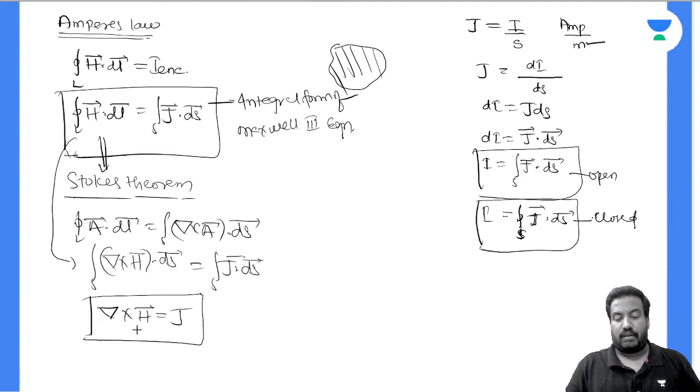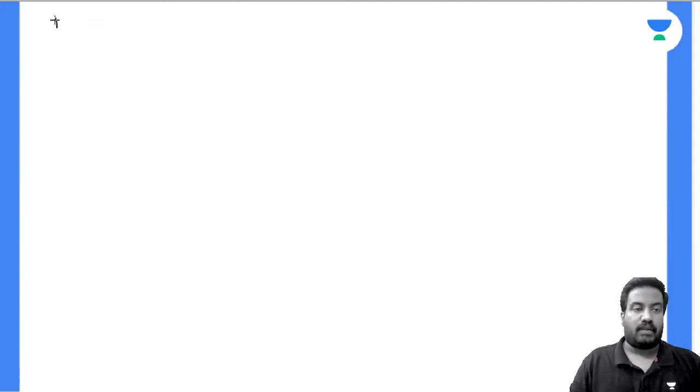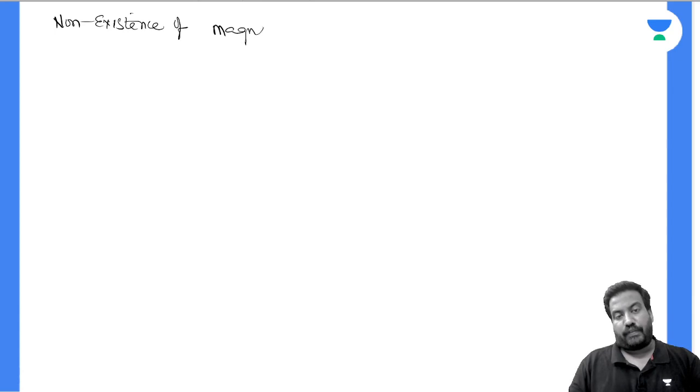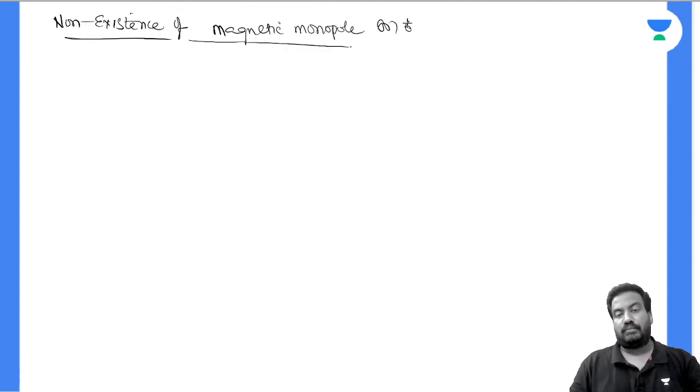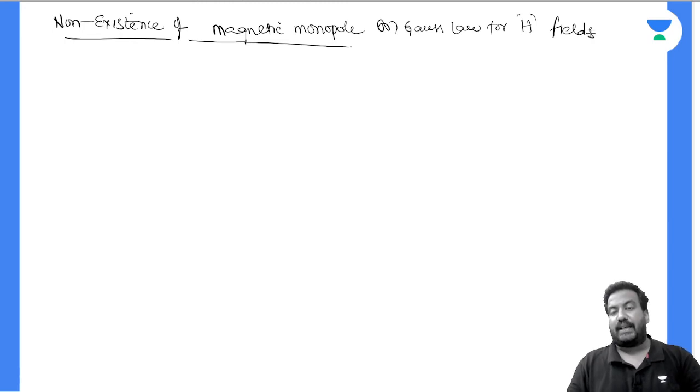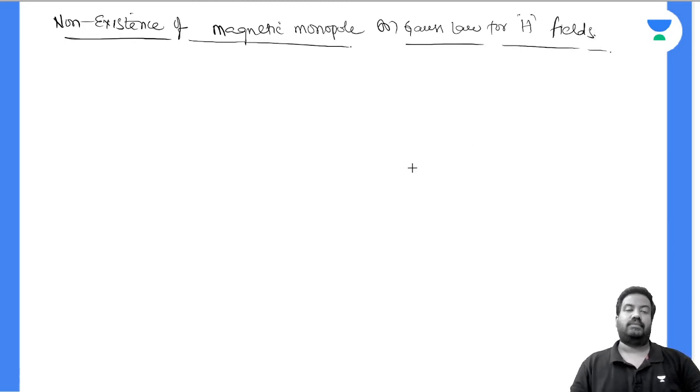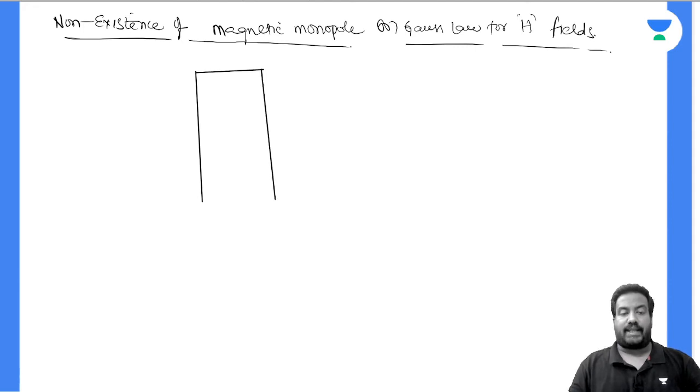The fourth one, non-existence of magnetic monopole, also called Gauss law for magnetic fields. Non-existence of magnetic monopole means what? As the name indicates, a magnetic monopole does not exist.